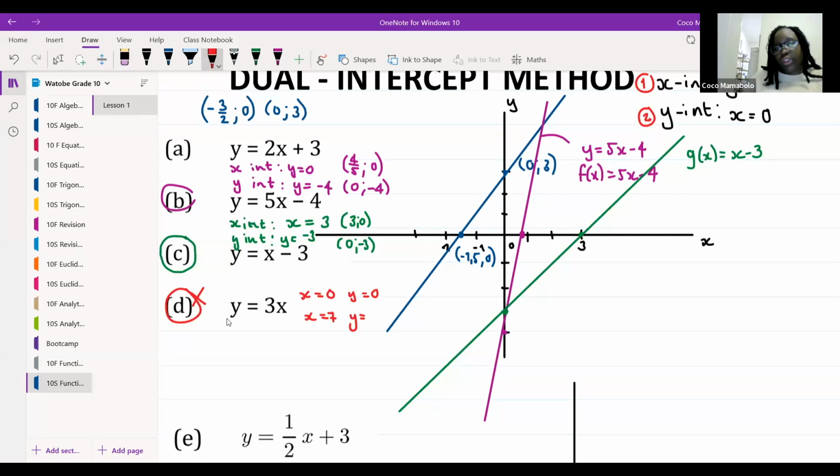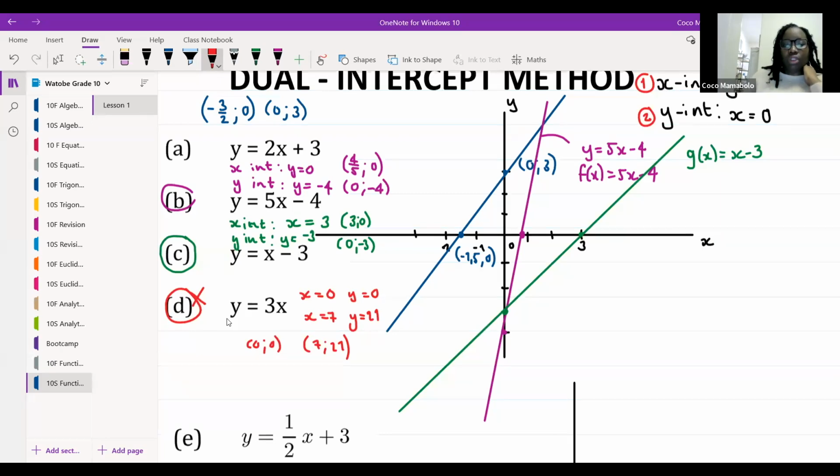Wait, let me see. I can't do 3 times 7? What's 3 times 7? 21. Here we go. Then you can just use these 2 points. You've got 0 and 0, and you've got 7 and 21. You can plot those. That's it.